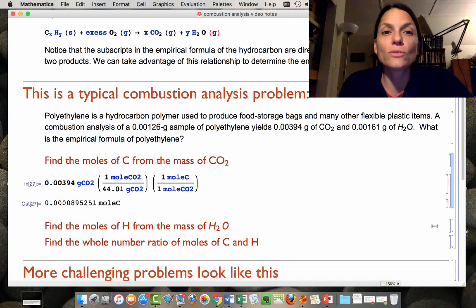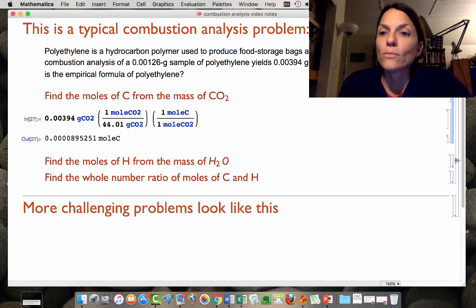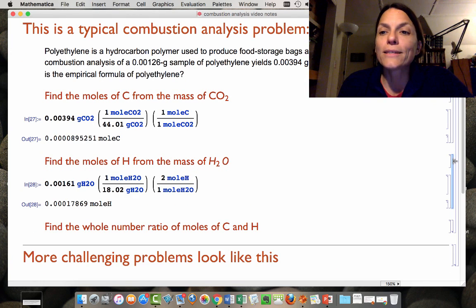The next thing we're going to do is find the moles of hydrogen. In this case, we need to start with the mass of the water, and we're going to divide that by the molar mass of water, 18.02. Then we're going to use the mole ratio. There are 2 hydrogen atoms in every 1 water molecule, so we have to multiply the number of moles of water by 2 to get the number of moles of hydrogen in the compound. Once we do that calculation, you can see we have moles of carbon and moles of hydrogen.